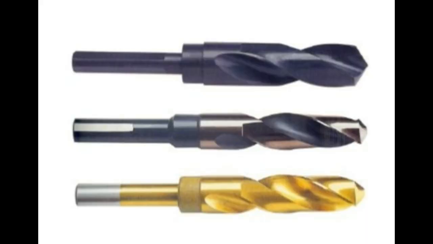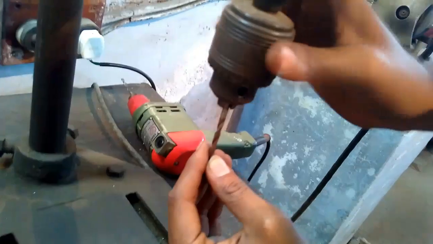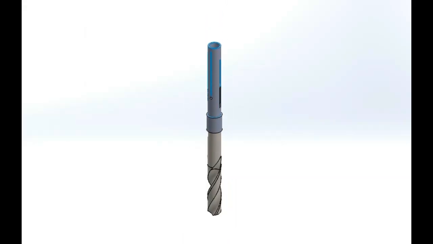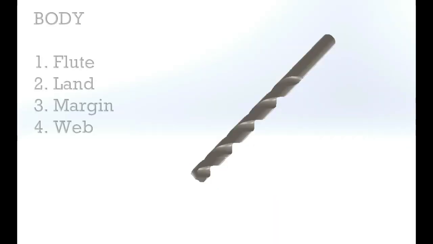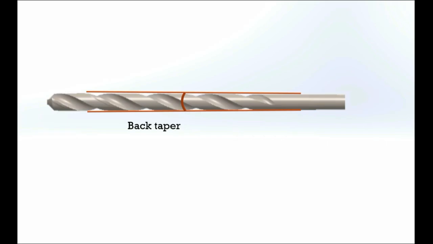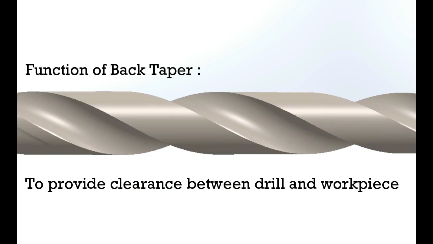The shank may be straight or tapered. A straight shank is generally held using a chuck, while a tapered shank is held in the spindle directly. The body has several parts. Often the body is back tapered, that is, it becomes thinner towards the shank. This is done to provide clearance between the drill and workpiece to prevent friction and heating.